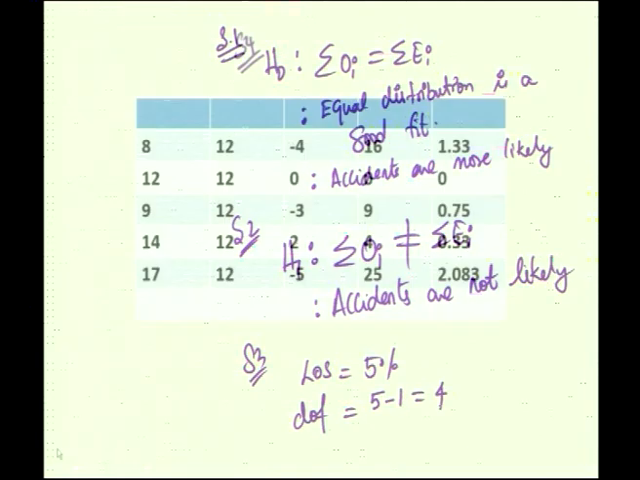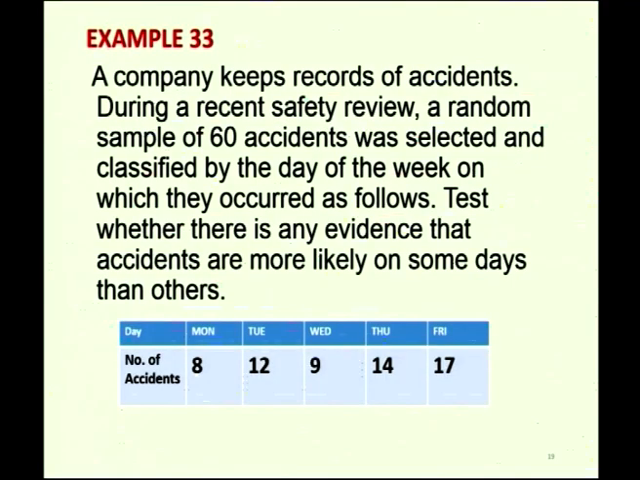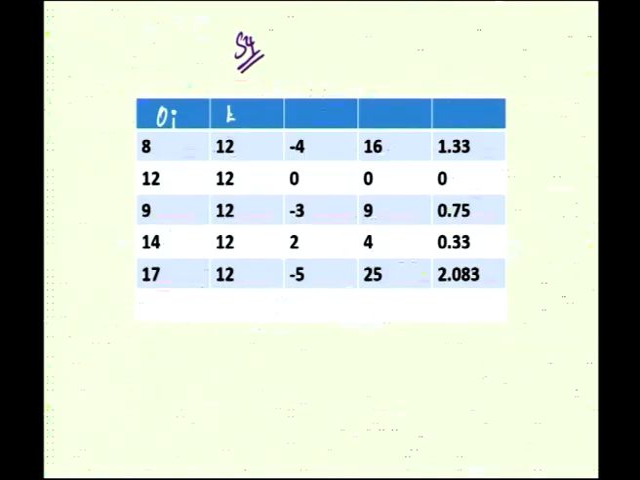So, the step 4 is calculation part where we have to calculate the OI and EI, OI minus EI, and then chi-square value. These are the OI values which are given in the question, right? That is the observed frequencies. On Monday 8 accidents, then 12, 9, 14 and 17. Then EI, when you calculate OI's total, it comes to be equal to summation OI is equal to 60.